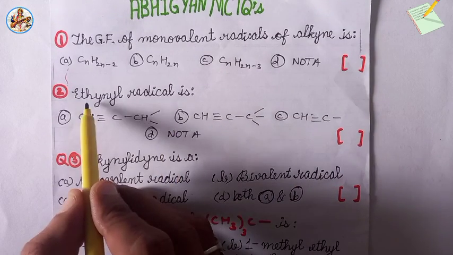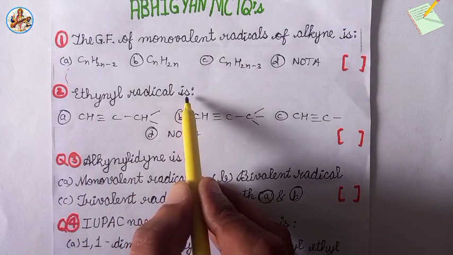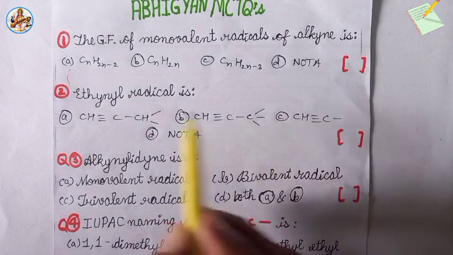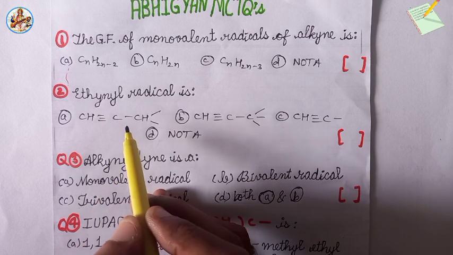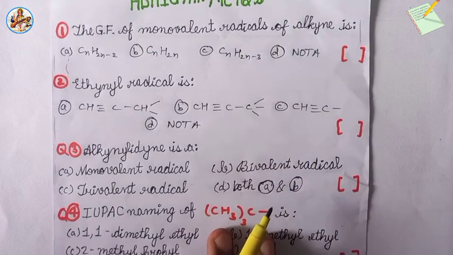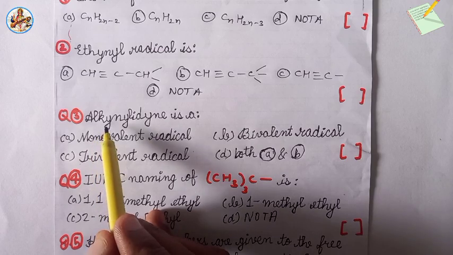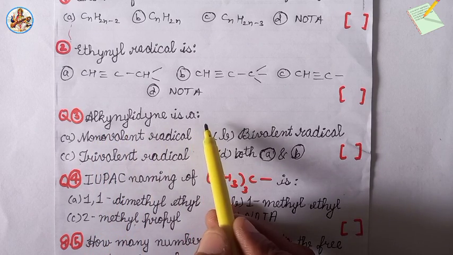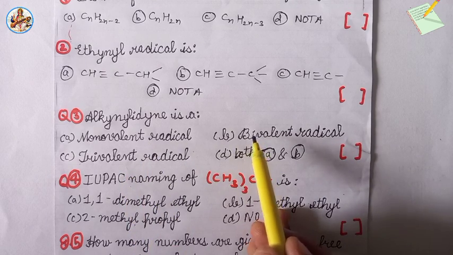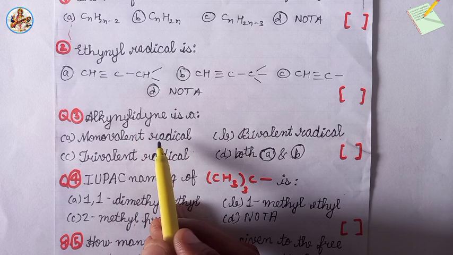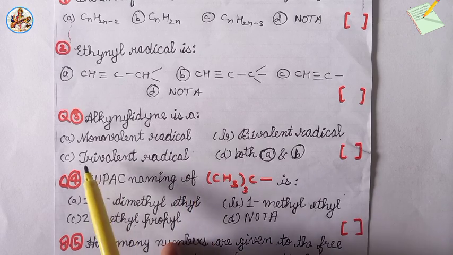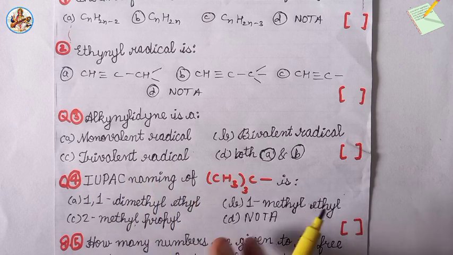Now, next question, second. Ethanyl radical is: it is bivalent, it is trivalent, it is monovalent. We know that the yl suffix is used for monovalent hydrocarbon radicals. So, the answer will be option C. Now, next third question. Alkylidyne is monovalent, bivalent, trivalent, both A and B. We know that the ylidyne suffix is used for trivalent radicals. So, the answer will be option C, trivalent radical.